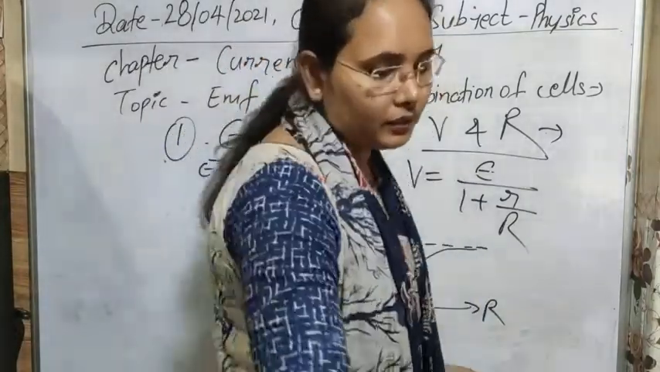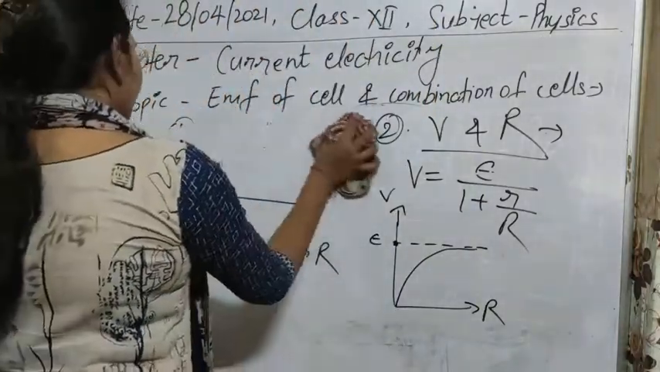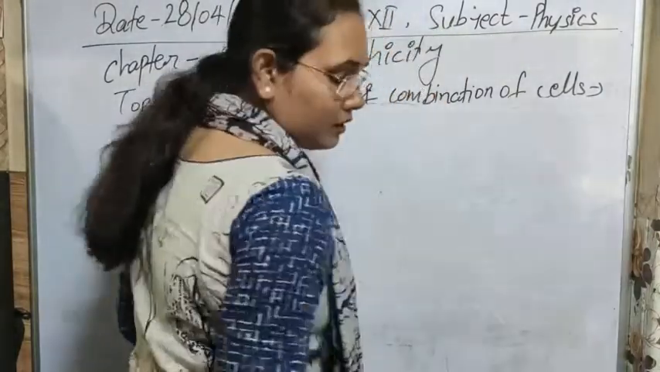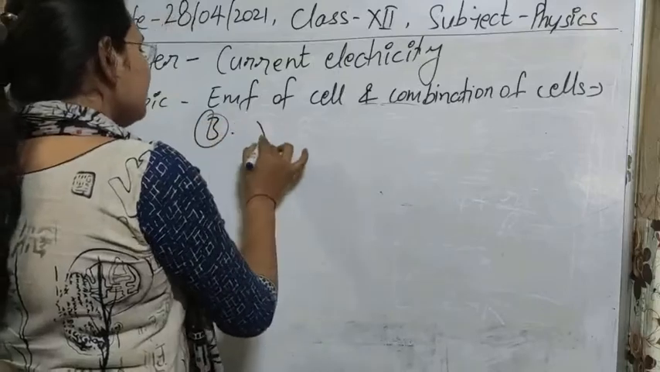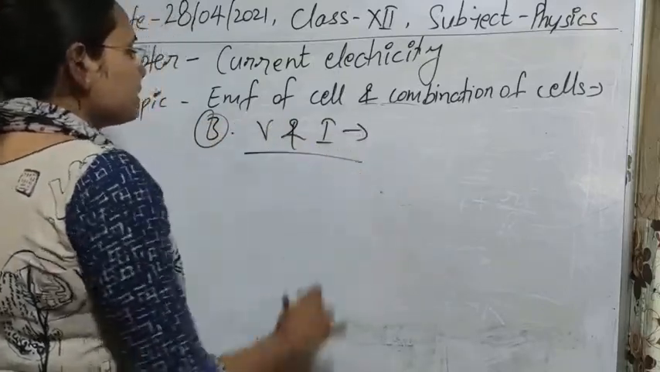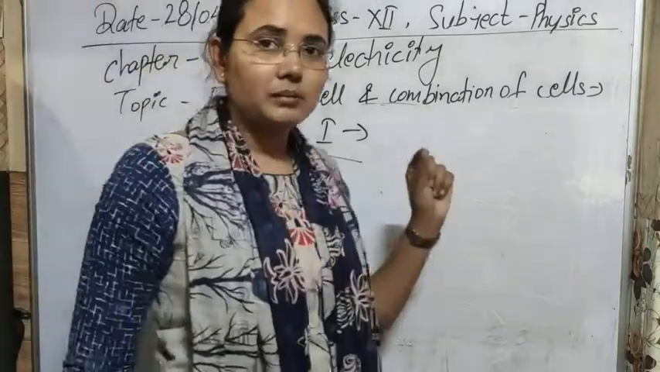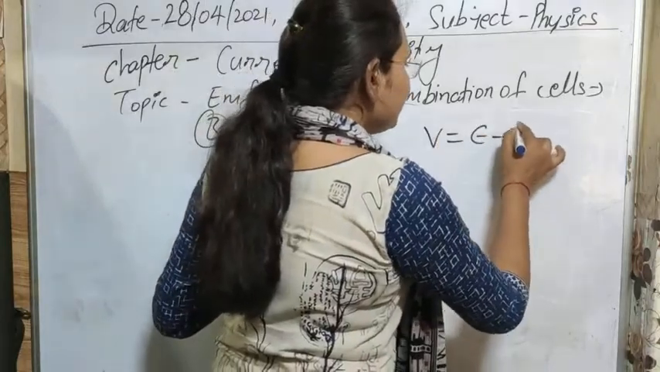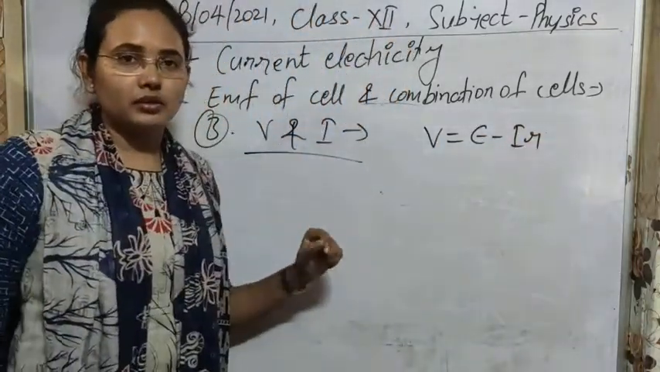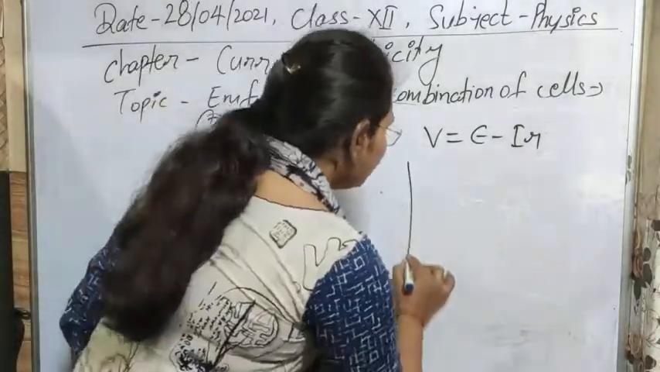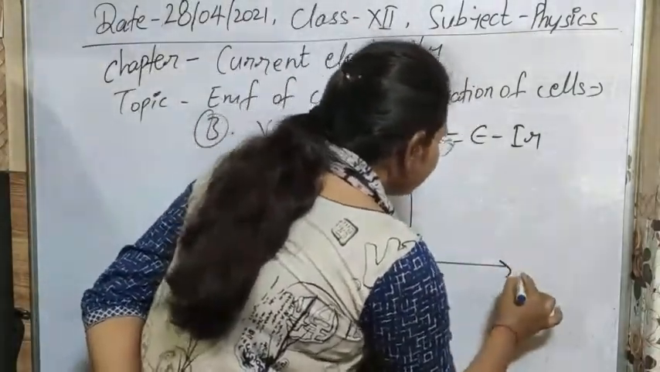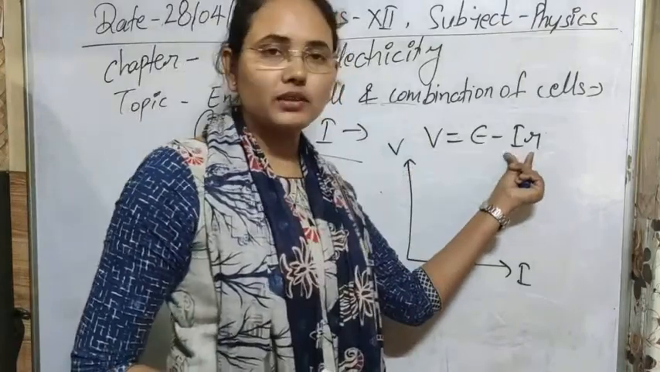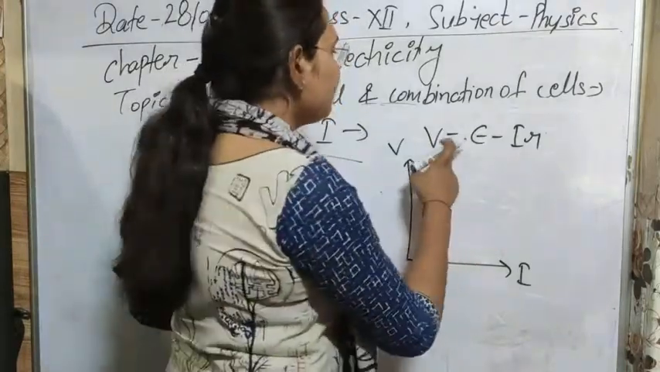Next graph that you can see is between V and I. So the third graph that we have is between V and I. To understand the graph between V and I, meaning terminal potential and the current flowing in the circuit, as terminal potential is given by this formula, let's use that formula first. To make the graph, let V be on this axis and I on this axis. Suppose when I is equal to 0, then V becomes equal to epsilon.